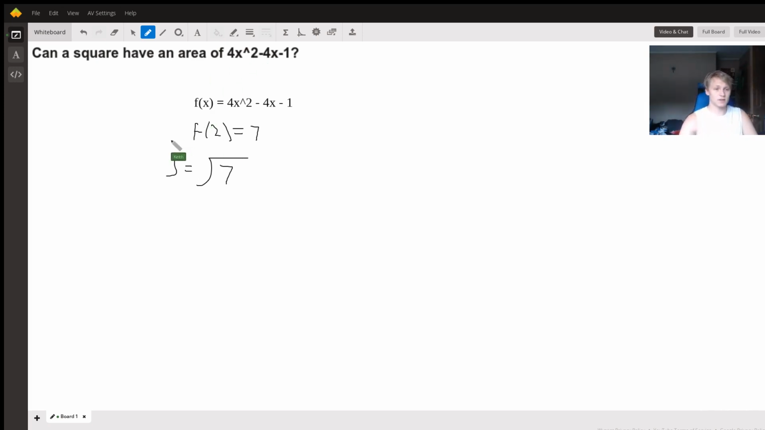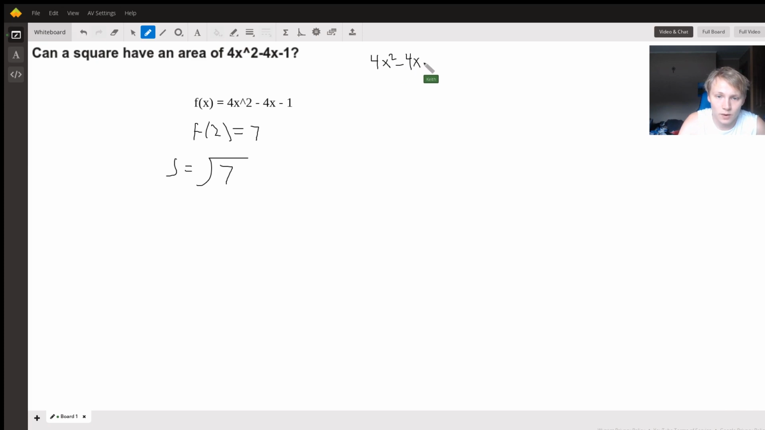But I have a sneaking suspicion the question actually is asking if a square can have an area of 4x squared minus 4x minus 1 while its side lengths are whole numbers or integers. And that's a little bit trickier. So let's suppose it's true. What would happen if that were the case?